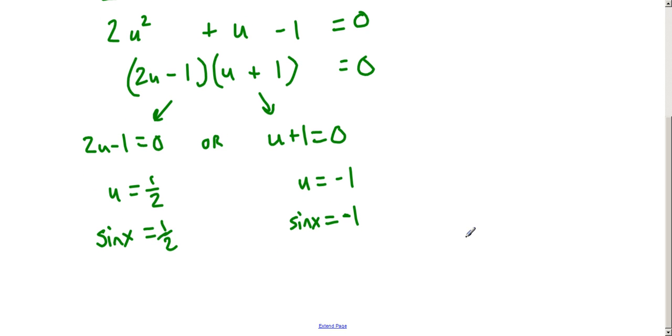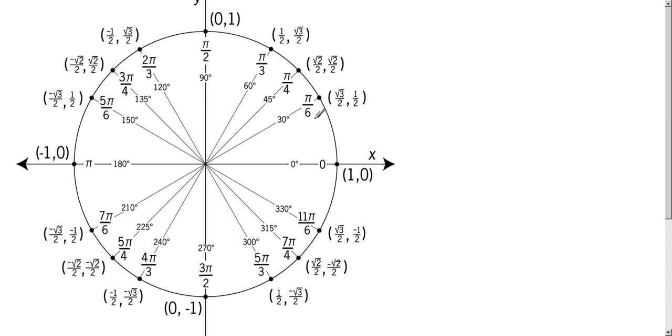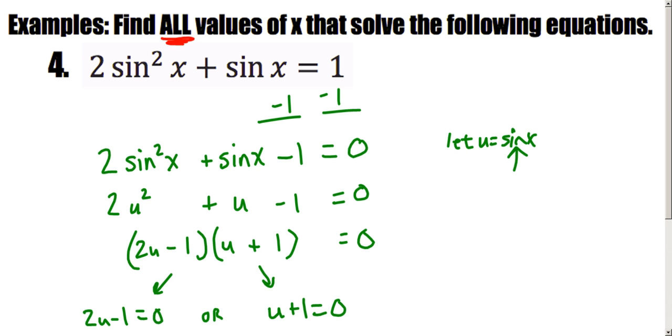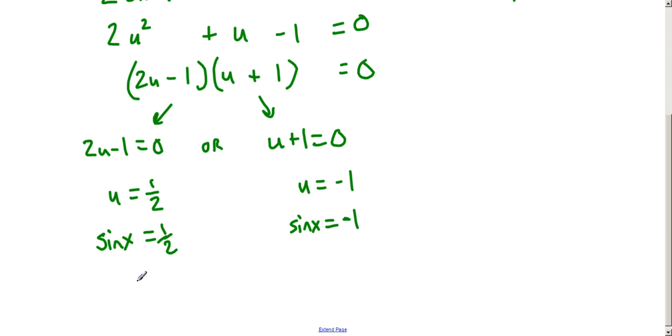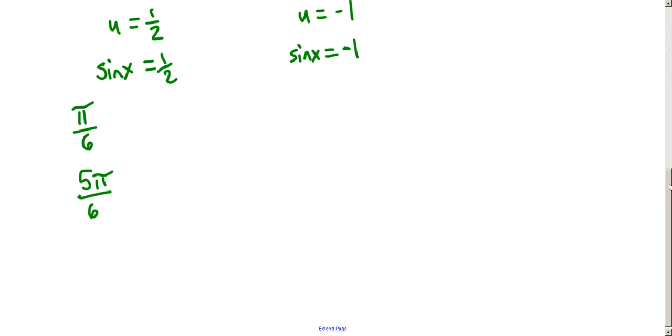Back into the world of trigonometry, we're looking for what angle has a sine of 1/2. Going back to our unit circle, sine of 1/2, we've got pi over 6, 5 pi over 6. That's all on our unit circle, so let's start with those. Pi over 6, 5 pi over 6. But the directions said find all angles. So we don't just want the angles that are on our unit circle, we want every single angle.